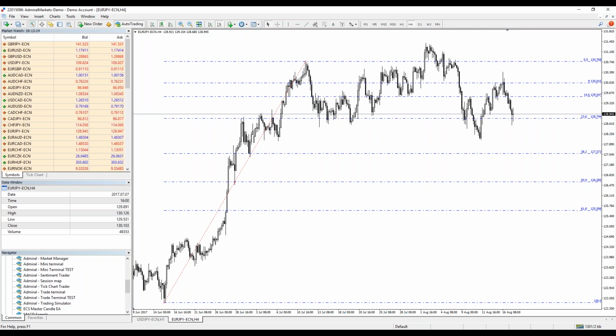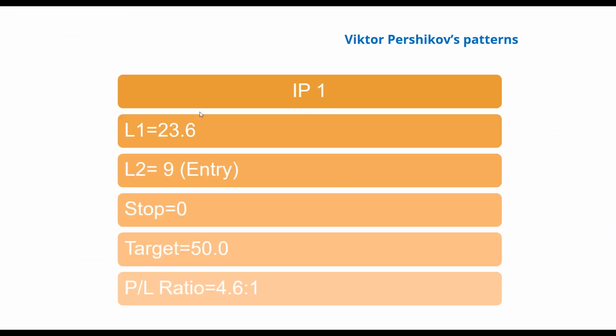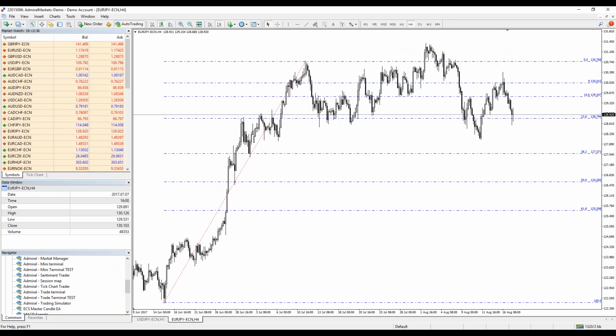You see, there is big validity, guys. Okay, it's IP1. So reaching 23.6, then going towards 9 and rejecting. Please, guys, if it's not clear, just ask me. I think it should be clear. Okay, you see, 23.6, then 9 and rejection.